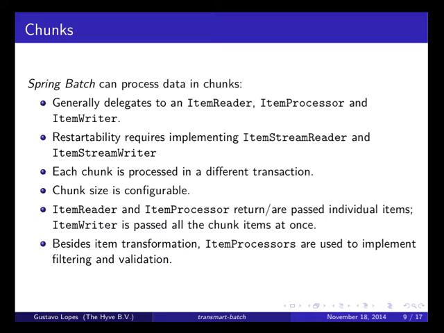And item processors can be used not just for transforming items, but also from one type to the other, and also to do filtering and to do validation. And this validation can use the usual Spring validation strategies, including delegating to bean validation, JSR 303, I think.